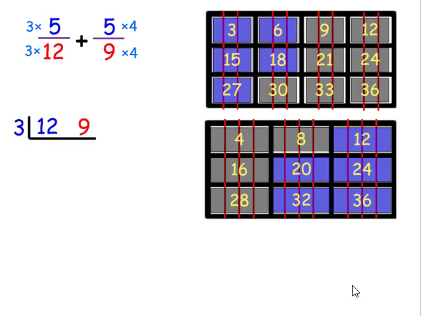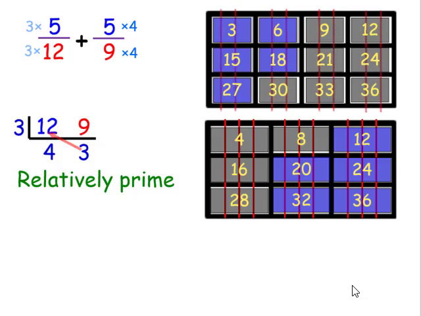We're factoring out that 3. 12 divided by 3 is 4. 9 divided by 3 is 3. Since these are relatively prime, we know we're going to find the lowest common denominator. So we're going to cross multiply. So that 3 is what I divided that pie into.